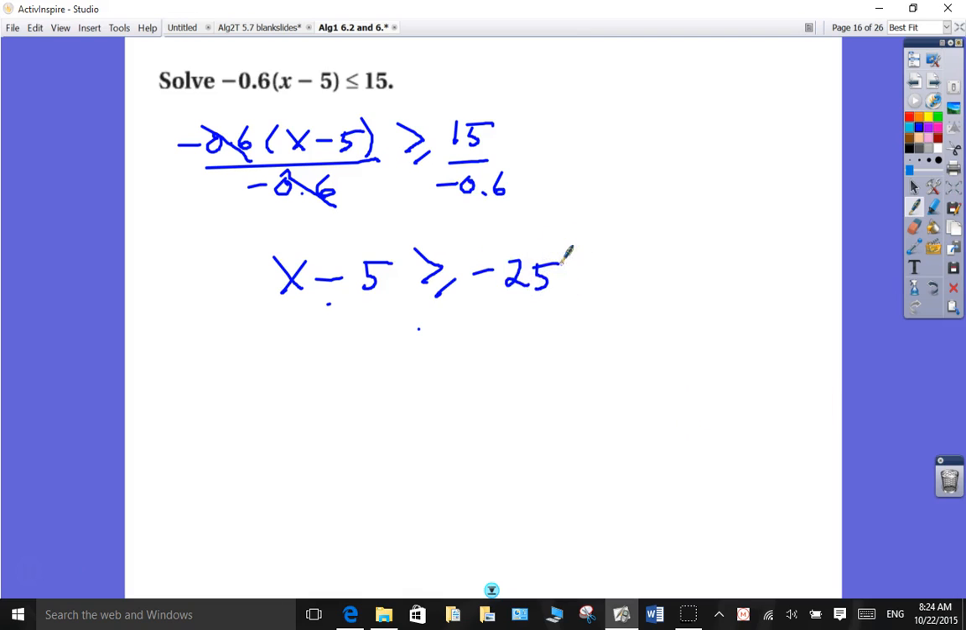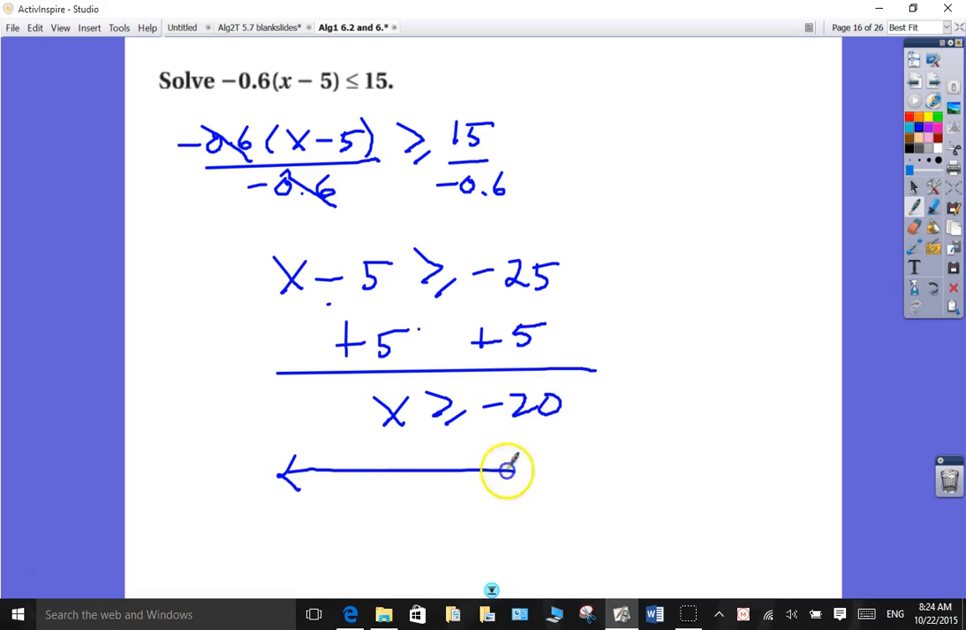Okay, last step. Add 5. Add 5. X is greater than or equal to negative 20. Closed circle. Shaded to the right.